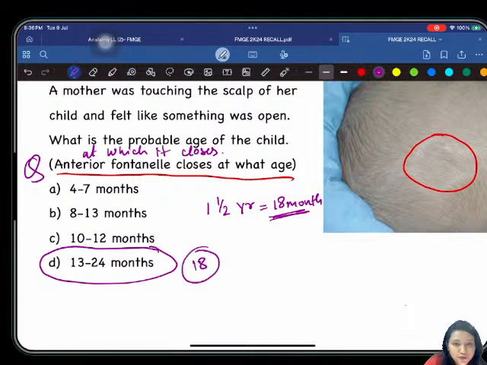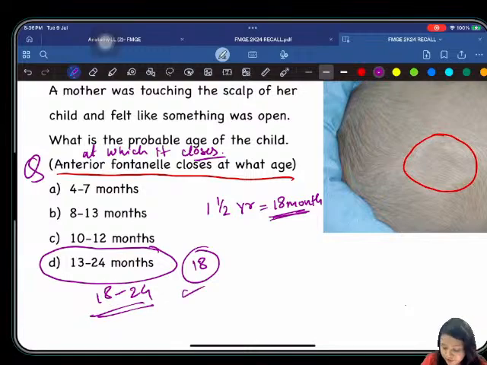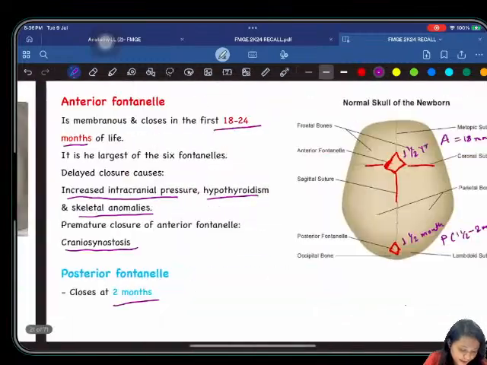We know that it is 18 to 24, but if it is not in the options, they have given 13 to 24, so 18 falls in that range. So the question was what is the probable age of the child at which the fontanelle closes, and the answer was 13 to 24 months. If 18 to 24 was the option, that is also correct. I don't know what the exact option was. From the recall they told about 13 to 24, but if the option was 18 to 24, it is also correct. If it is 13 to 24, 18 months comes in that range, so that is also correct. So that was about the fontanelle.